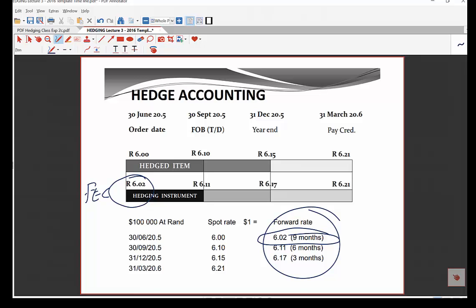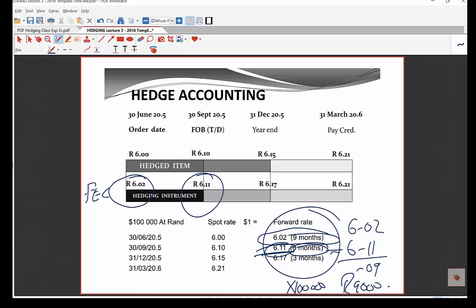But we want to value that FEC. And the only way we can value it is by comparing it with future FEC values. So on 30 September, we go to the bank and we ask them, what will a 6-month contract be worth? And they tell you the 6-month contract would be worth 611. You compare that to the 602, and it's a 9 cents difference. Times that by your $100,000, and you get 9,000 Rand, which was the movement.